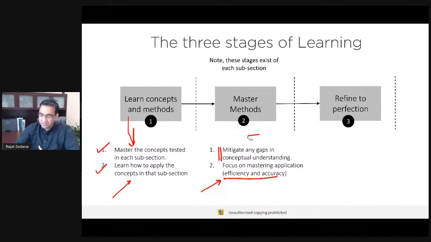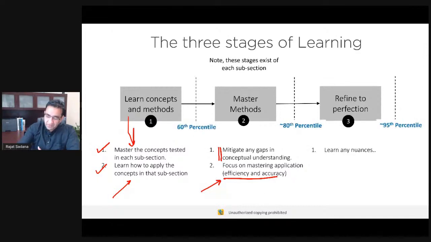Now let me just erase this over here and then see, okay, at the end of the first stage, if you've done this properly, what should your ability be? At the end of the first stage, if you've learned the concepts, if you have a solid method to solving questions, you should be at 50th to 60th percentile ability. That's where the starting stage of mastering methods is. If you're not there, you cannot be mastering methods. Why? Because you don't know enough concepts, or you don't have a solid enough method.